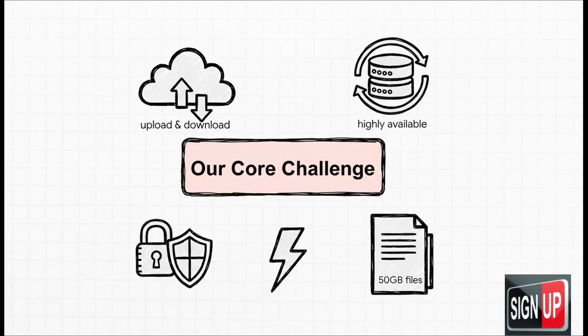So, what are the real challenges here? What are the rules of the game? Well, the obvious one is that users have to be able to upload and download their files. Duh. But the system also has to be highly available. I mean, it can't just go down, right? It also needs to handle massive files. We're talking up to 50 gigabytes. And of course, it absolutely has to be secure, reliable, and maybe most importantly, fast. These are the big design puzzles we're about to solve one by one.